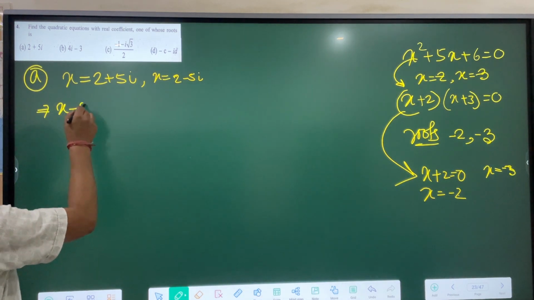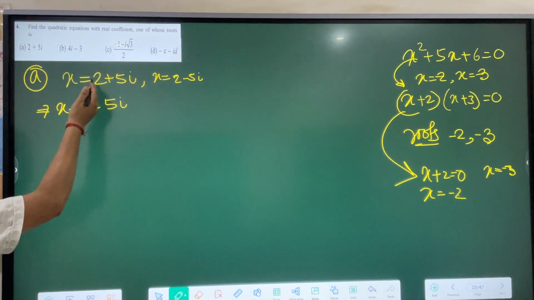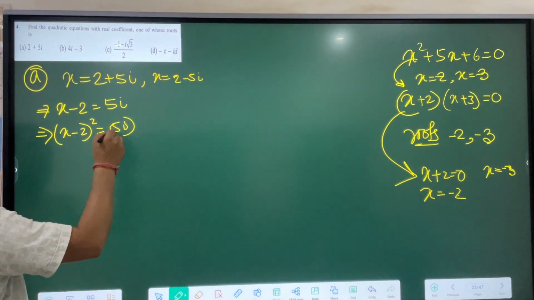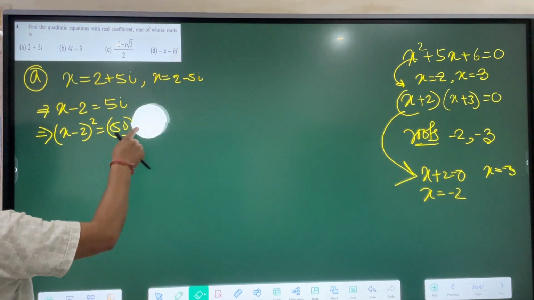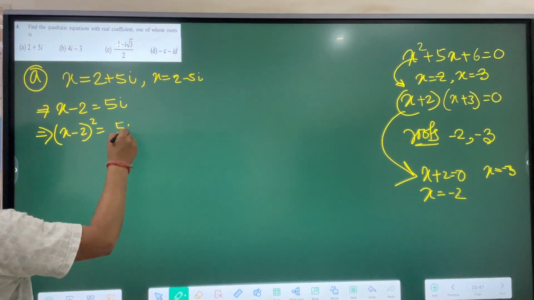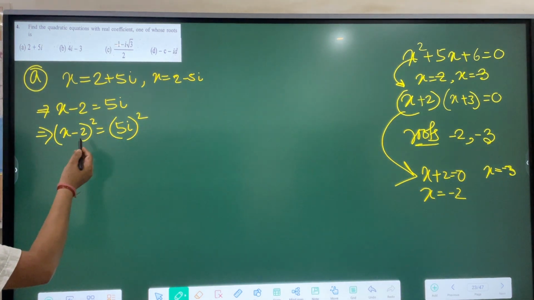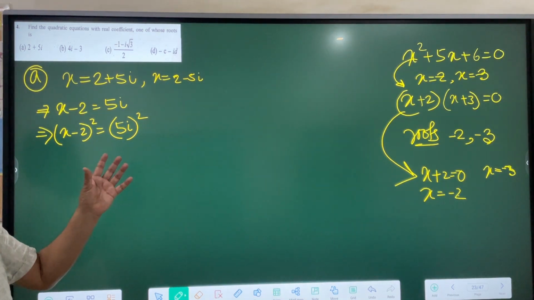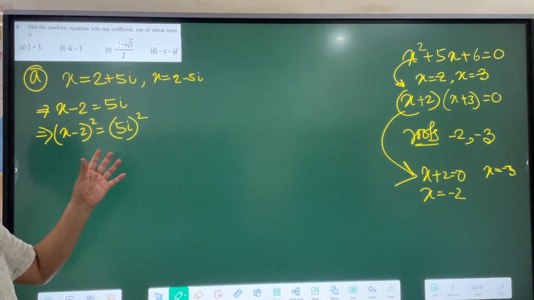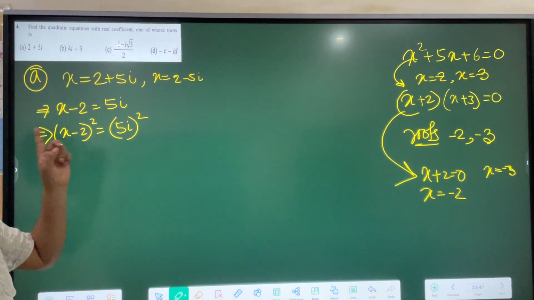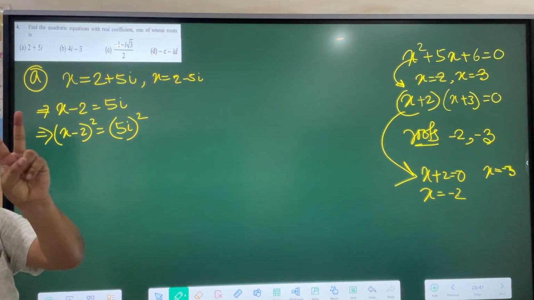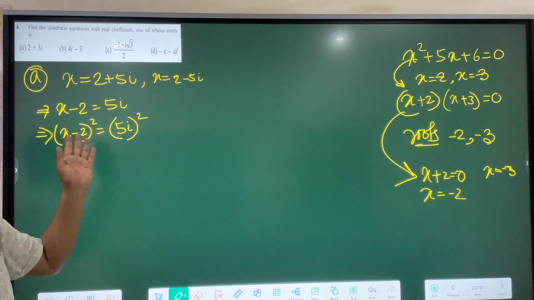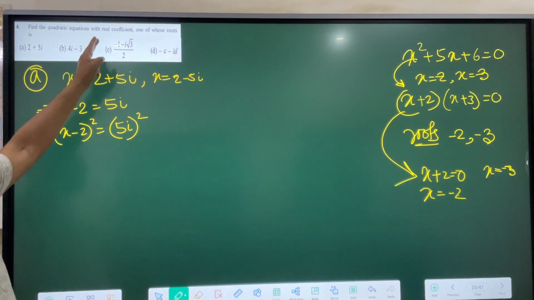So here we can do x minus 2 equals to 5i. This is simple. 2 is taken this side. After that we can go for squaring both sides. Why we are doing squaring both sides? There must be a reason. We cannot do the sums simply. We have to know why squaring is done. Because in a quadratic equation, highest power is 2. So that is why squaring is done. Otherwise, we could have done cubing both sides. Squaring is done because to get quadratic equation. Quadratic means 2.